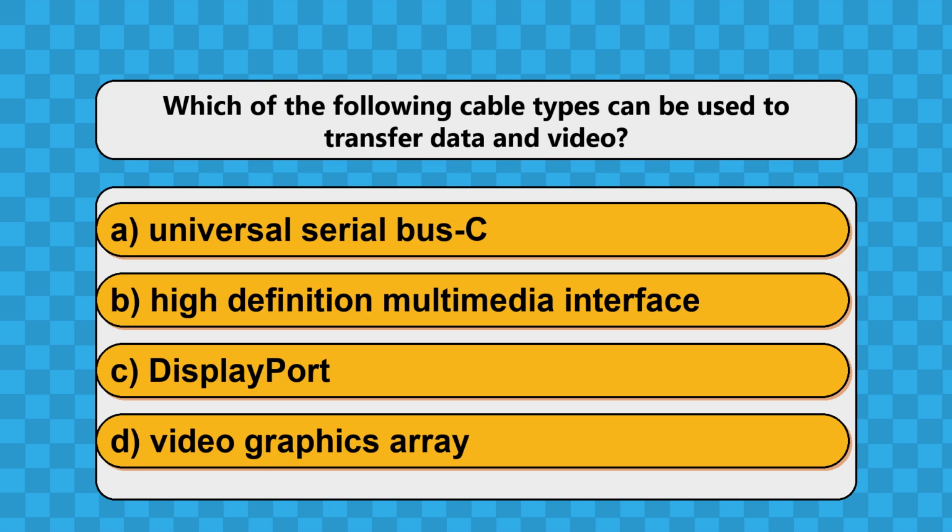Question 49. Which of the following cable types can be used to transfer data and video? Option A, universal serial bus C. Option B, high-definition multimedia interface. Option C, DisplayPort. Option D, video graphics array. The correct answer is option A, universal serial bus C.